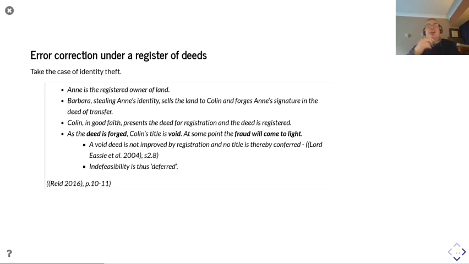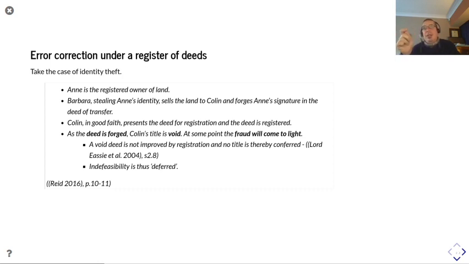So how do we deal with error correction under a register of deeds? Taking our earlier identity theft exemplar, Anne is a registered owner of land. Barbara, stealing Anne's identity, sells the land to Colin, forges Anne's signature in a deed of transfer. Colin, in good faith, presents the deed for registration and the deed is registered. As the deed is forged, Colin's title is void. At some point, the fraud will come to light, and a void deed is not improved by registration, and therefore no title is conferred. Indefeasibility is thus deferred.